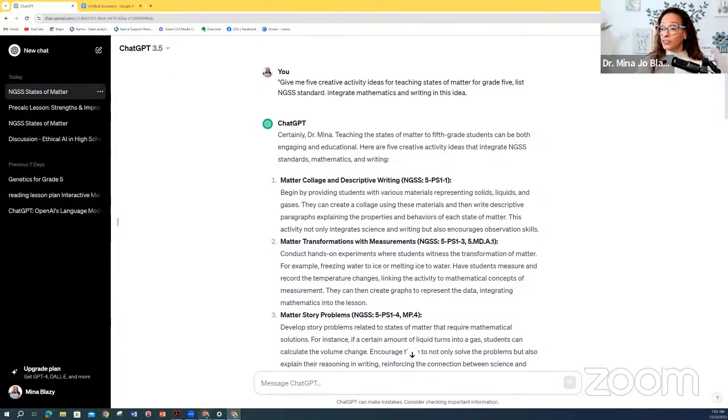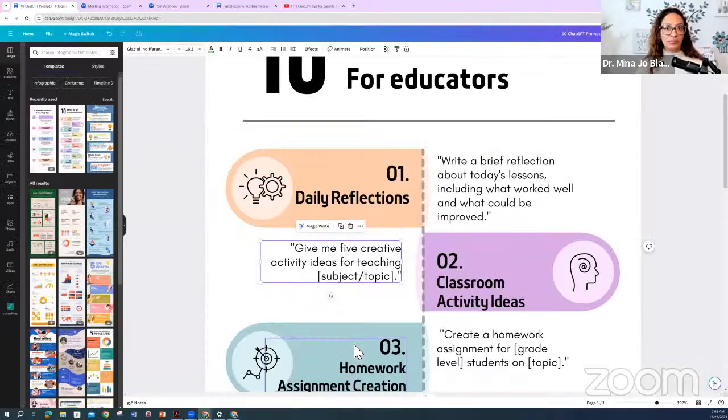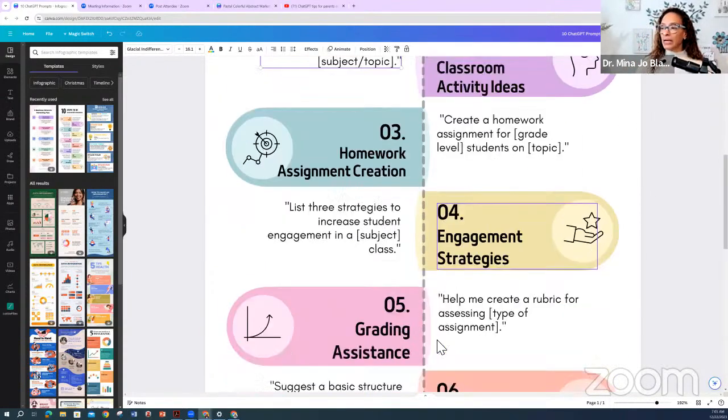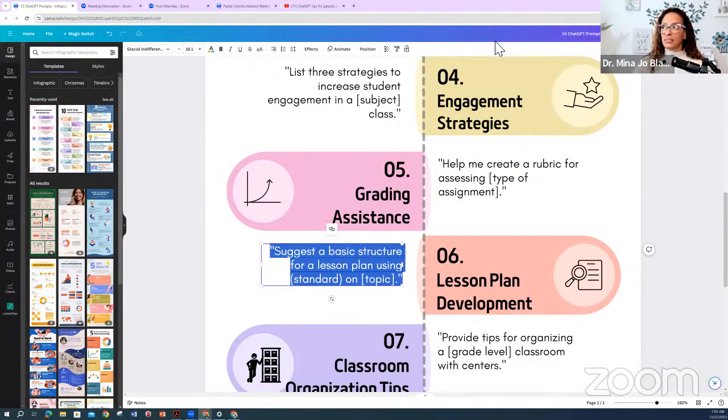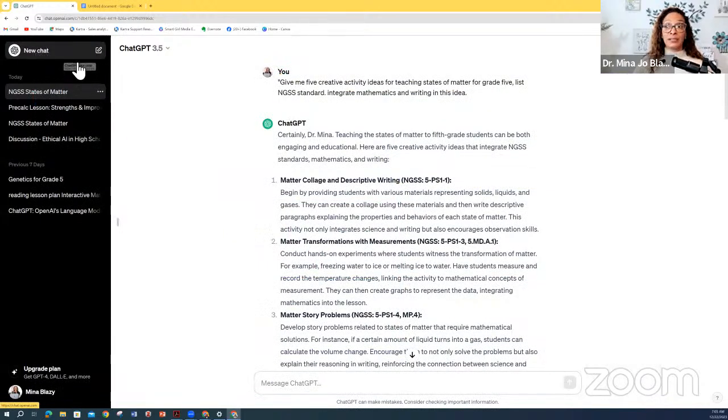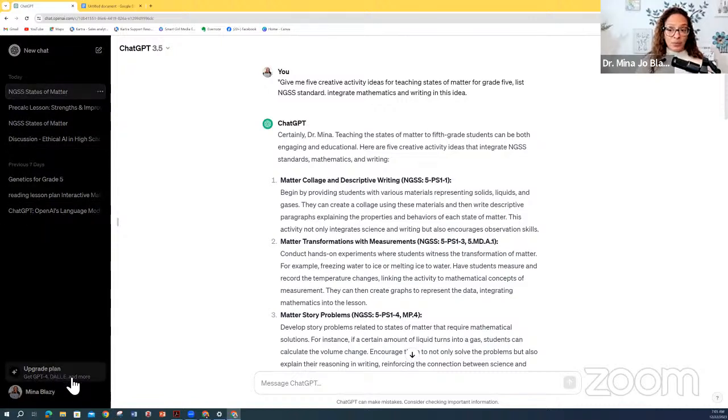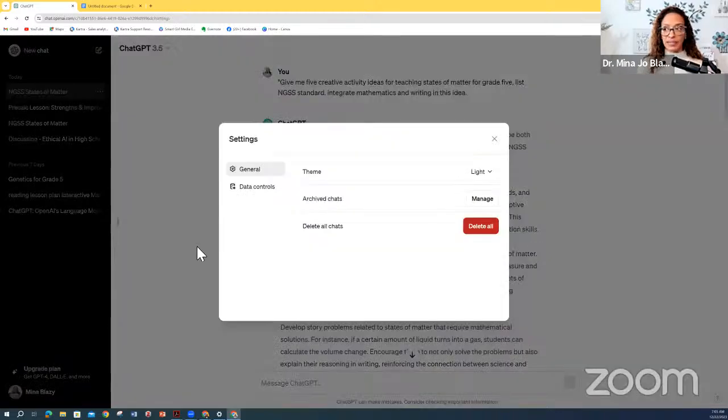So let's go back to the prompts because that was kind of a big one. But you know what, even if we don't, I like the lesson plan development. This is a suggested lesson plan development. So let's go to a new chat. Remember, the left side here is your sidebar. These are your previous chats. Of course, it's going to ask you to upgrade. These are your settings. Your settings are right here.